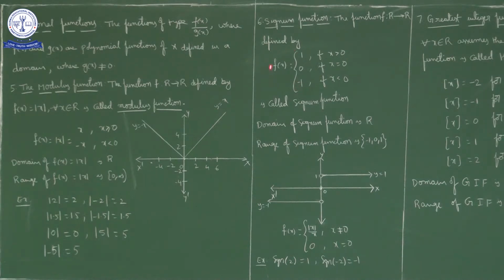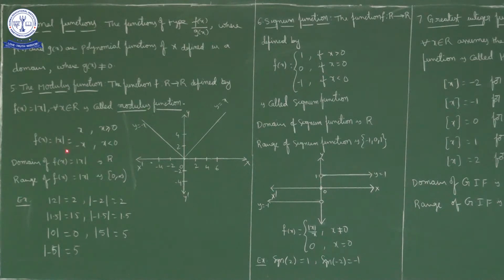Now a function of this form is called the Signum function. Means when the x value is positive, you get f of x as 1. If the x value is negative, you get f of x as minus 1. If the x value is 0, you get 0. This kind of function is called the Signum function. We will define it like this. Actually, the Signum function definition is like this.